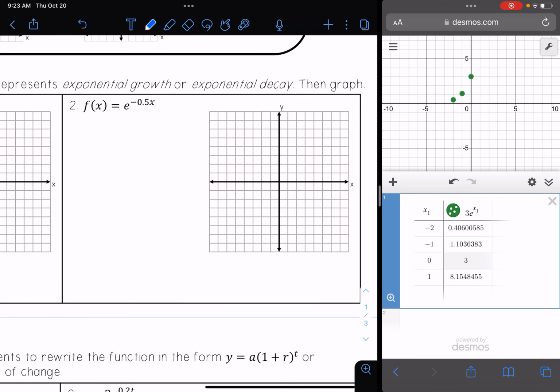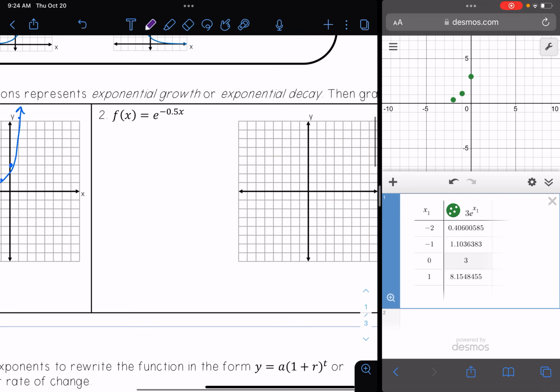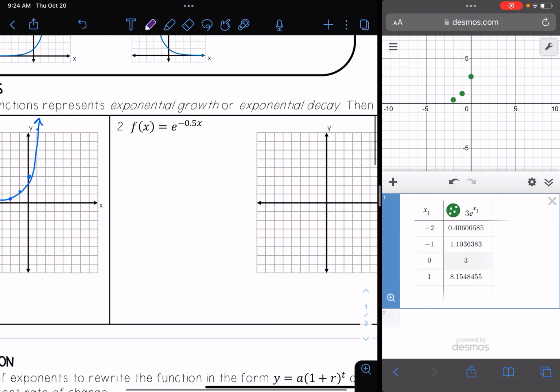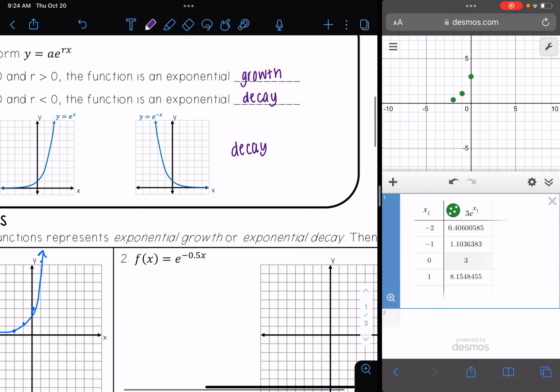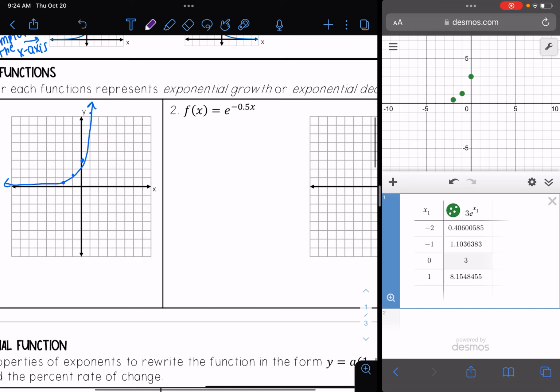Okay, let's look at one more. So here I have f of x is equal to e to the -0.5x. So first I want to see if this is exponential growth or exponential decay. So my a is the number that is in front of e. So here there's really a 1 right here. So a is equal to 1, which is positive. My r is the number in front of x. And I see that's negative 0.5, which is less than 0. So since my r is negative, this is going to be a decay.